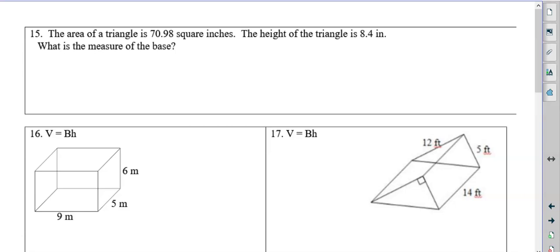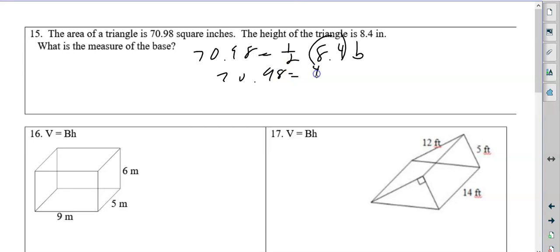Right, the area of a triangle is 70.98 square inches. The height of a triangle is 8.4. What's the measure of the base? Okay, so area equals 1/2 base times height, or whatever, height times base, doesn't matter. So that's 70.98 equals half of 8.4, which is 4.2. Divide by 4.2, and the base is 16.9.